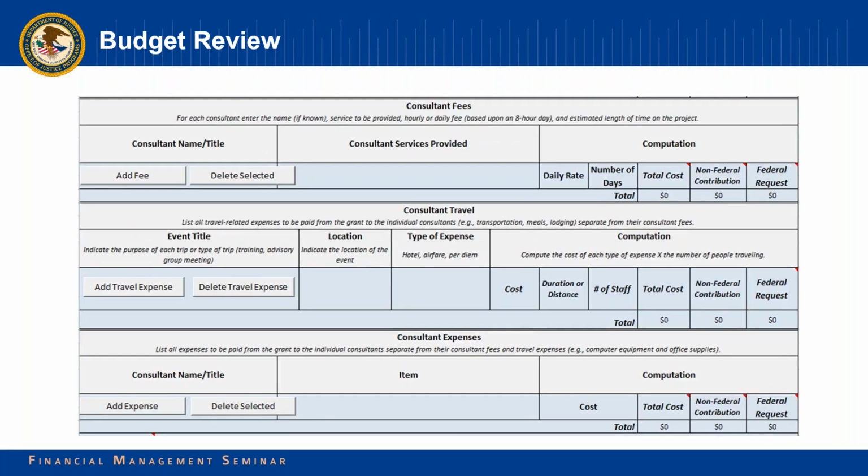Okay, so this is the bottom half in the budget detail workbook. It shows a separate section for some consultants. So for consultants, you want to include their daily fees under consultant fees, the service they're going to be provided, their rate, the number of days they're going to be working on your program, and it'll calculate out the total cost. If your consultant is traveling, you want to include that information under consultant travel. If they have any additional fees outside of their daily fees and the travel fees, you want to include that under consultant expenses. That could be if you're providing them computer equipment, office supplies, etc.